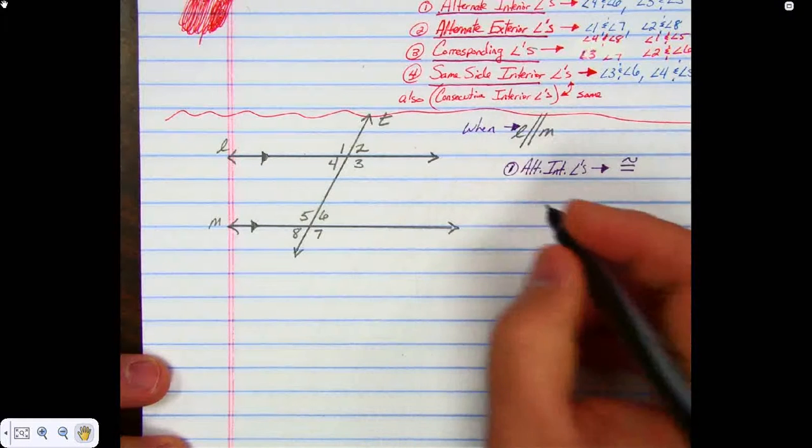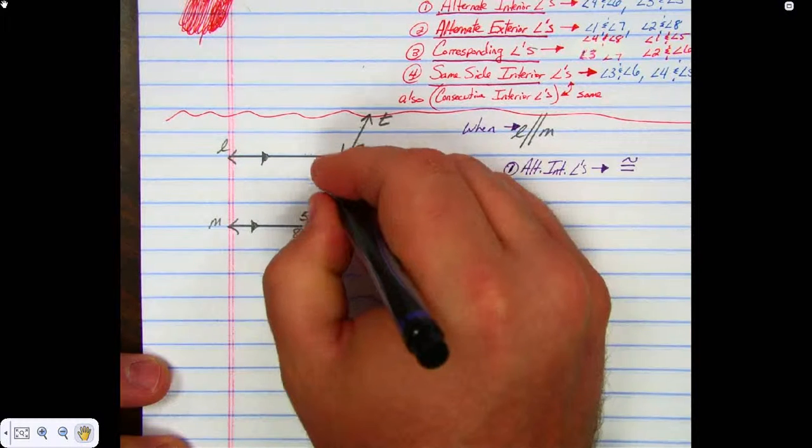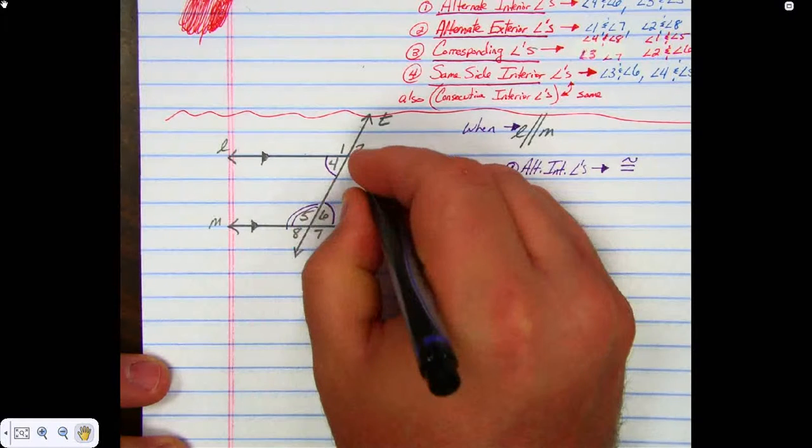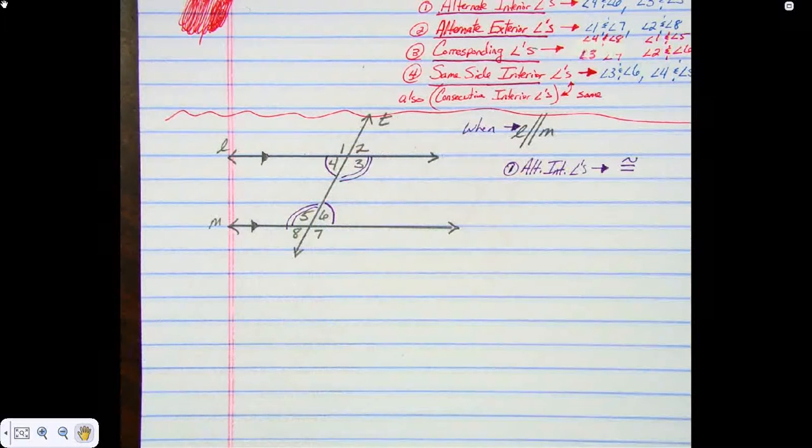Not all of them. I didn't mean all. I just meant something. In other words, it looks like this is congruent to what? That. And this is congruent to that. Would everyone agree? Yeah. Yep.